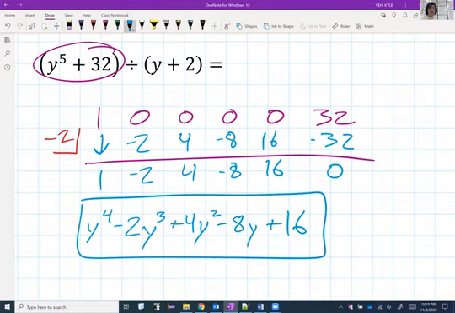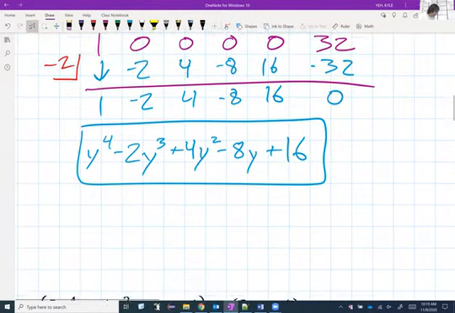Here we go. That is way quicker and a little less writing and fewer places, I think, to make mistakes than with the long division algorithm. But unfortunately, we can't use this if we're dividing by anything with x squared or x cubed or anything other than 1x to the first. So that's why we need to know both methods. I got one last problem for you here.